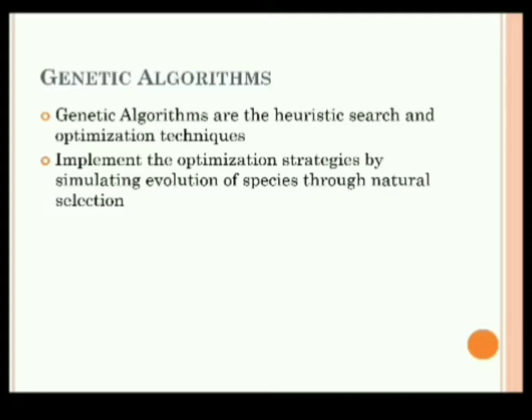In this lecture, we are going to discuss genetic algorithms. Genetic algorithms are heuristic search and optimization techniques that mimic the process of natural evolution. For example, a giraffe has a long neck. It is in nature, so it is an example for genetic algorithms. Thus, the genetic algorithm implements optimization strategies by simulating the evolution of species through natural selection.